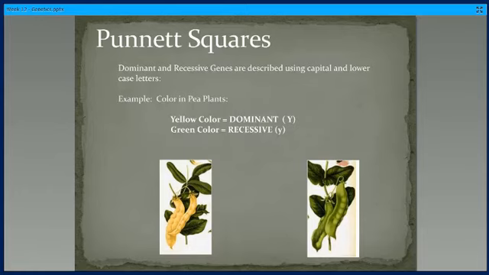The alleles are yellow or green, so the types of gene for the color is called the allele. So yellow and green are alleles of pod color in the pea plants, and we're going to use uppercase Y for yellow and a lowercase y for green. So you're going to use the lowercase letter for the recessive version of the gene.